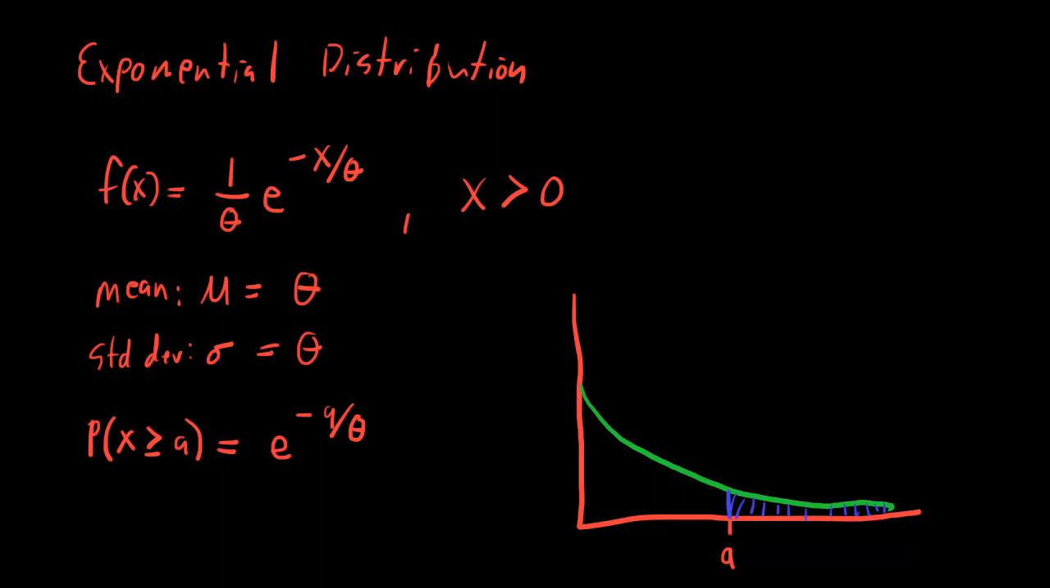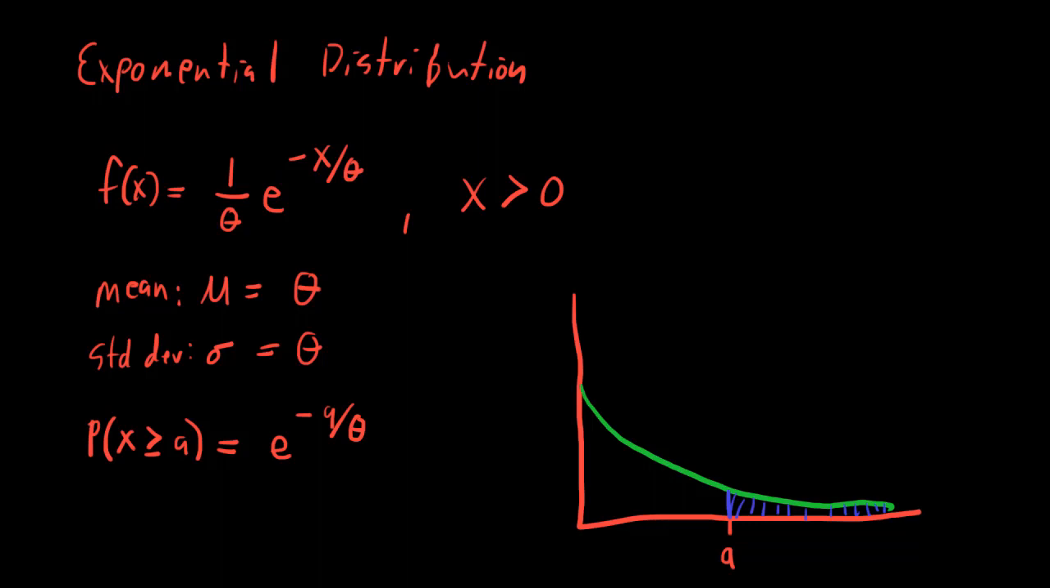And to find the probability that x is greater than some value, we'll call it a, is straightforward for the exponential distribution. You just have to find e to the negative a divided by theta, and that value is actually just your probability that x is greater than that a value.